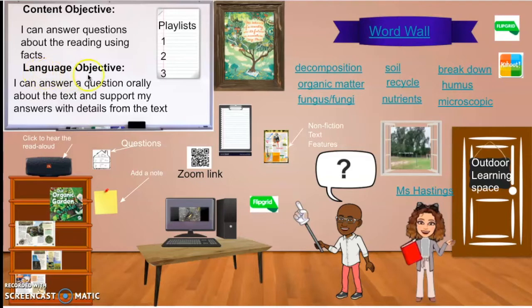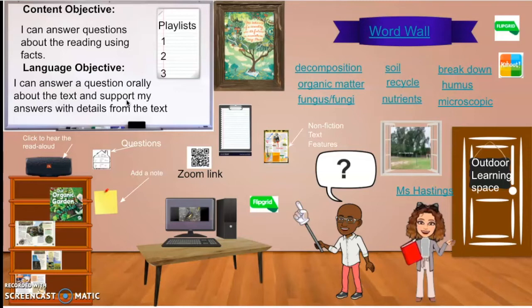Now let's look at our language objective. I can answer a question orally. That means you're going to do it by speaking, by saying it. About a question about the text and support. So remember, support means you're going to provide some additional information about your answer.